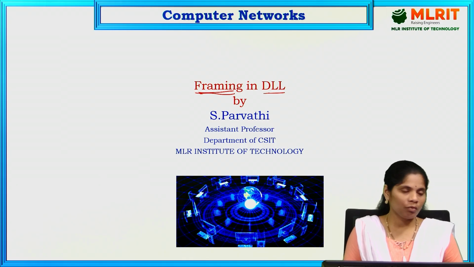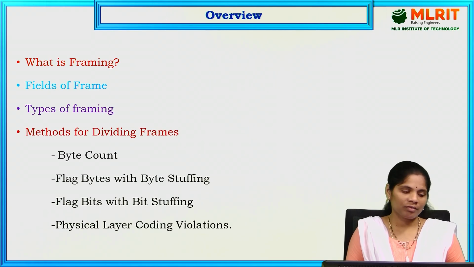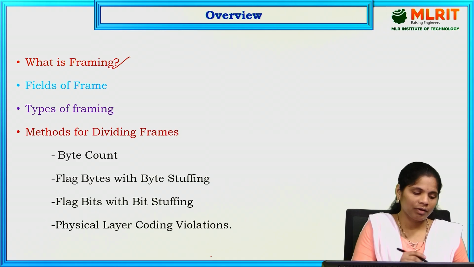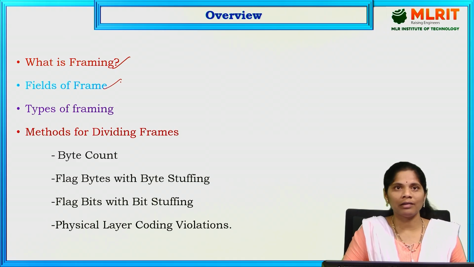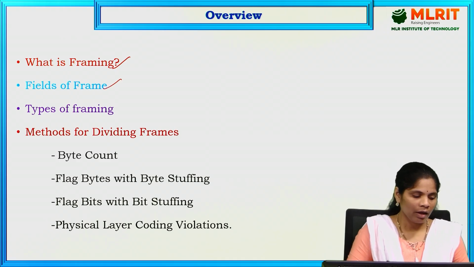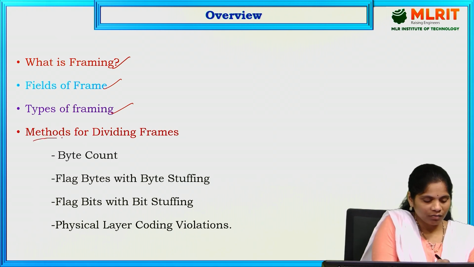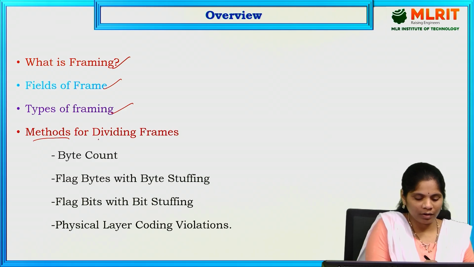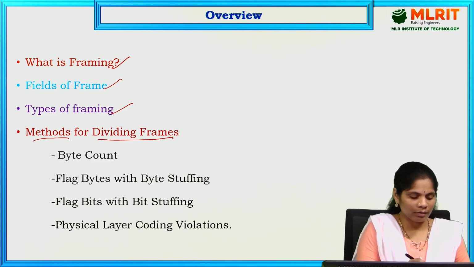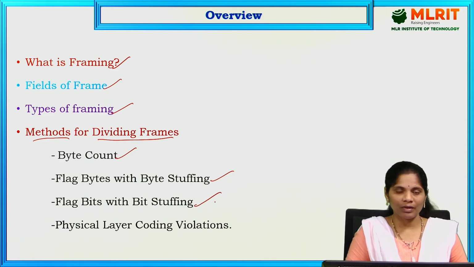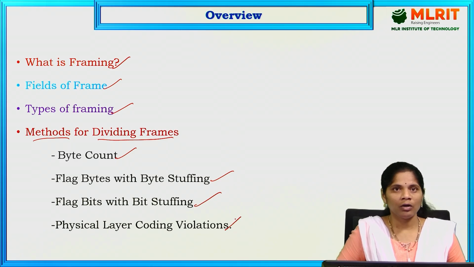First, let us see the overview of today's session. We have to discuss what framing is, and what the different types of fields in a frame are. Next, we will discuss the different types of frames. Then we will discuss the methods used for dividing the frames: byte count, flag bytes with byte stuffing, flag bits with bit stuffing, and physical layer coding violations. We will discuss all of these in today's session.